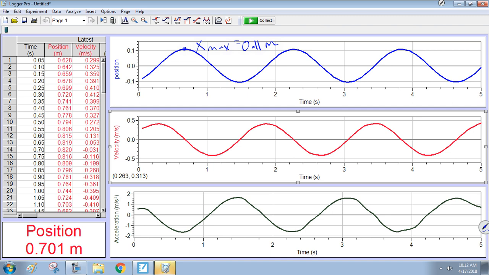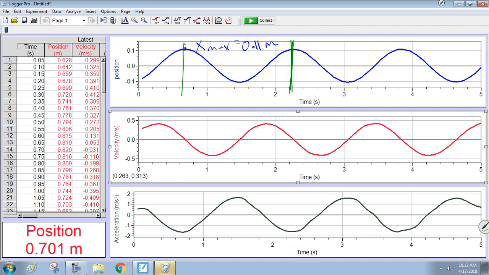Cool? All right. What else can we get from this graph? Period. Can't we get the period? Just by looking at how much time it takes to go from maximum to maximum, or from equilibrium to equilibrium. So let's do max to max.